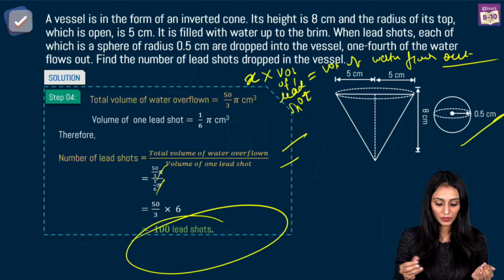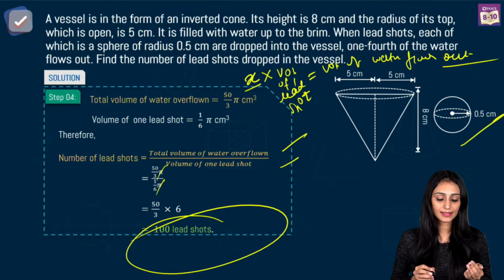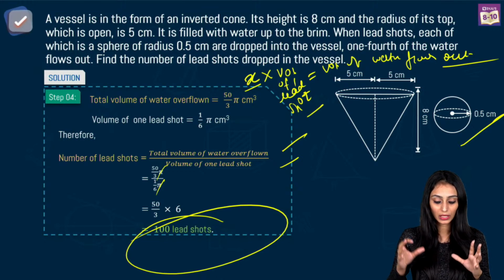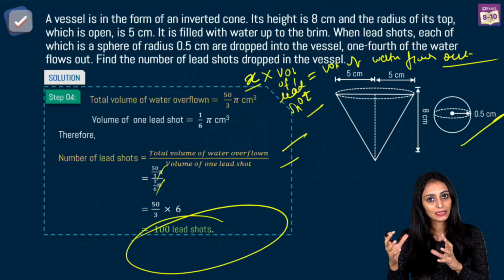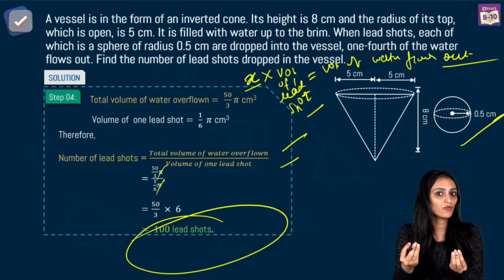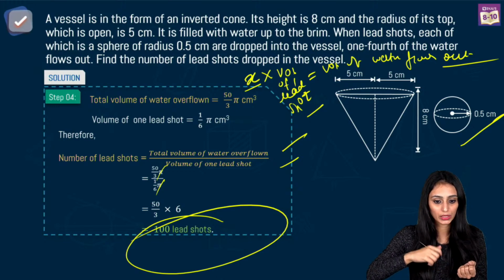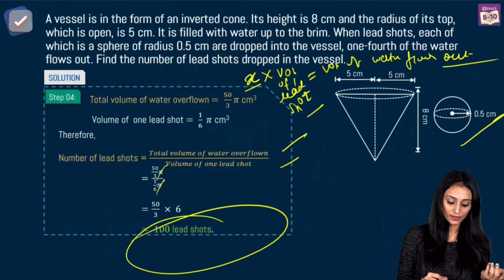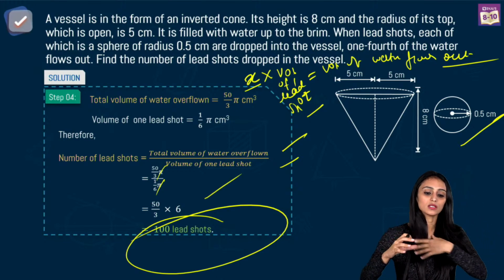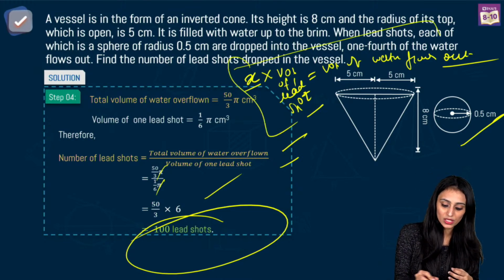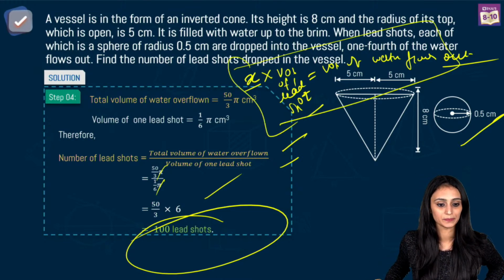Same thing we are doing here. Let's say the lead shots over here are X and the volume of one lead shot we have found out. So if I multiply the number of lead shots with the volume of one lead shot, that would be equal to the amount of water that flows out. So you get this value at the end. In one line, this is the concept that I have used here.